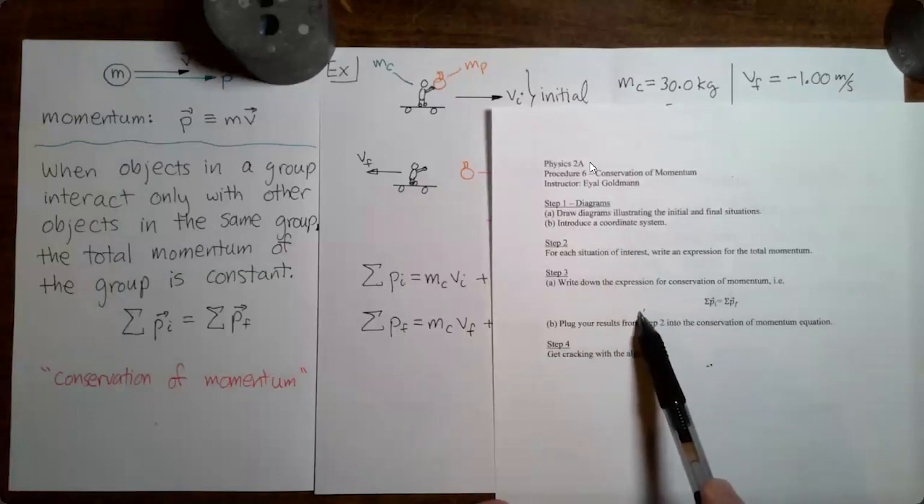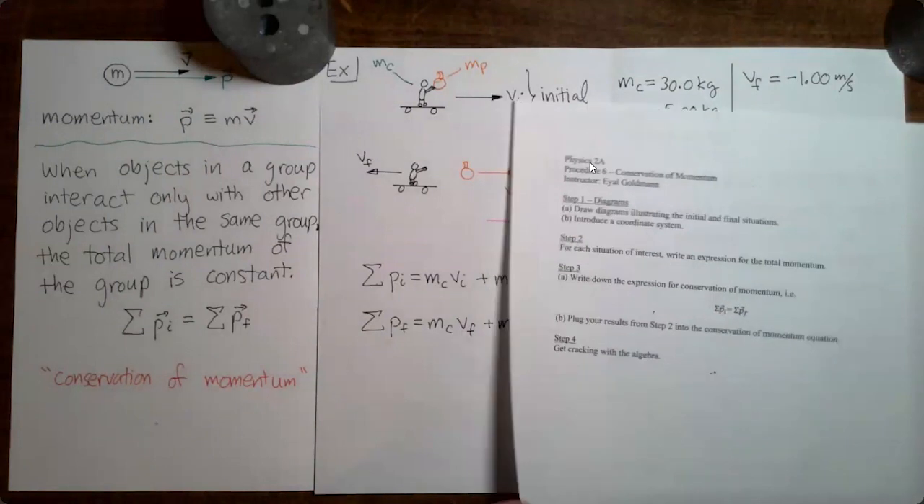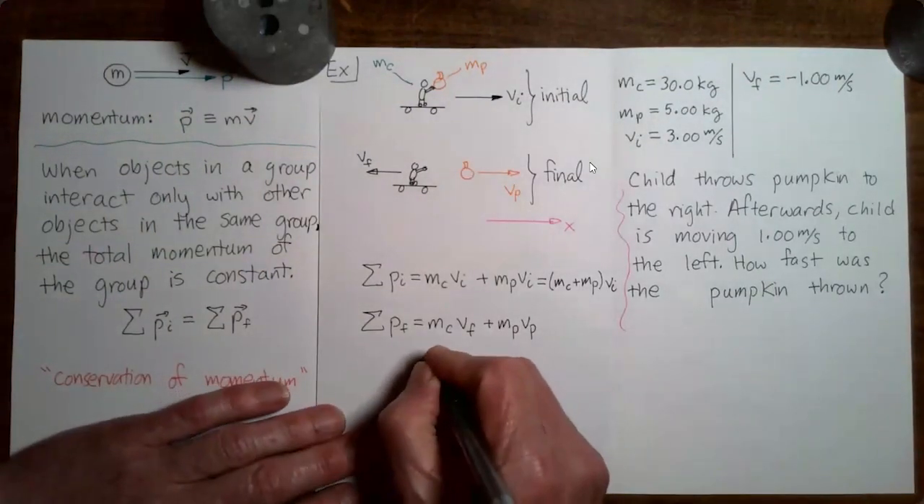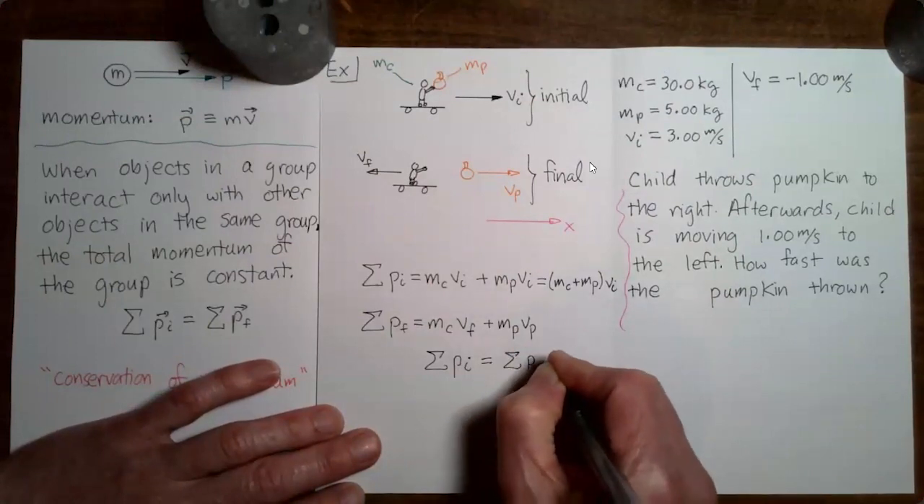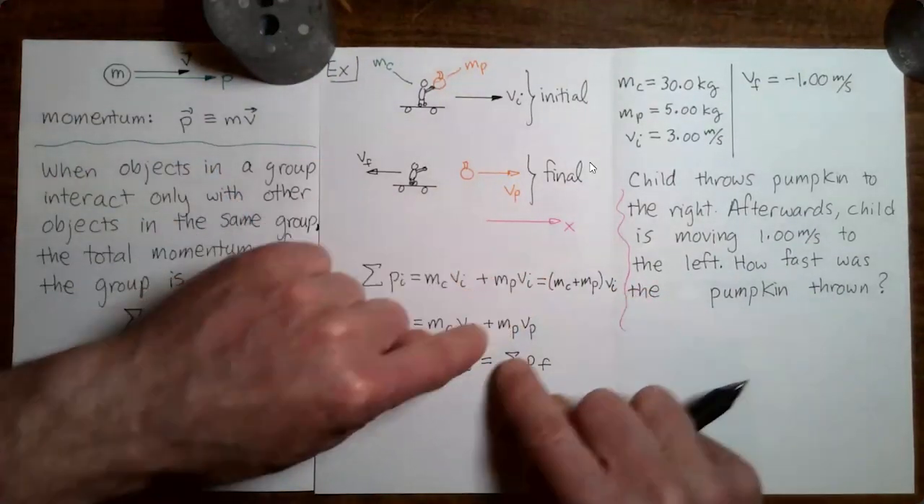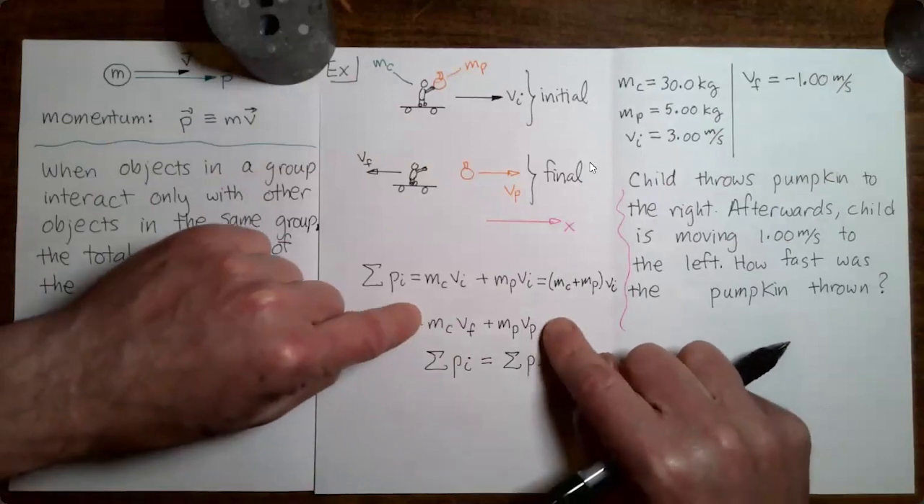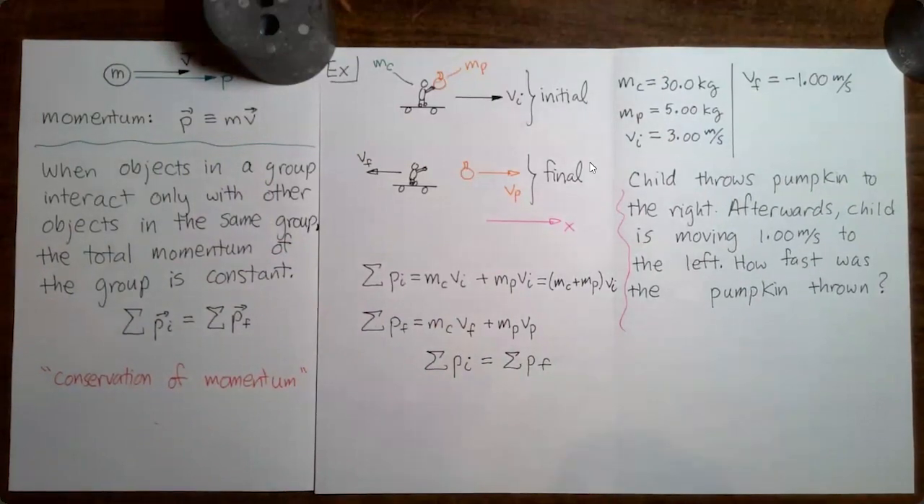Step 3 says to write down the expression for conservation of momentum. In other words, we're going to write down that total momentum initial equals total momentum final, then make our substitutions, and then finish out the problem. So we write down total momentum initial equals total momentum final. Now take the expression for the total initial momentum, stick it there, and take the expression for the total final momentum, stick it there. So you equate those two expressions and then solve for the velocity of the pumpkin after the throw.